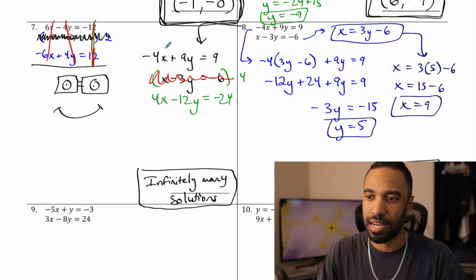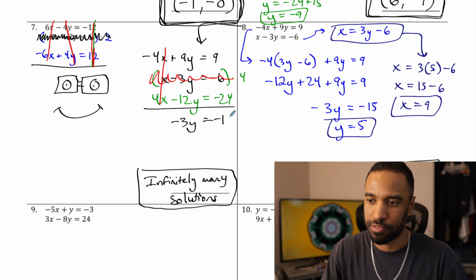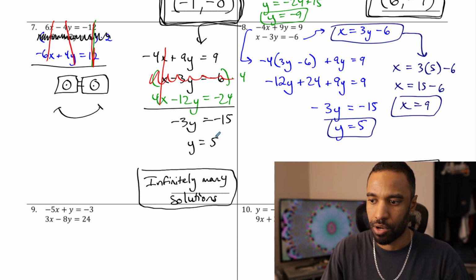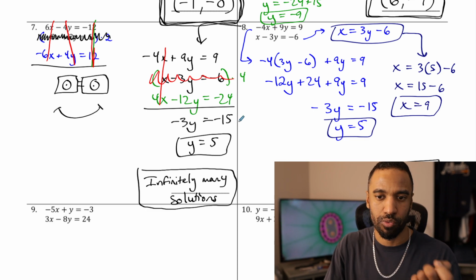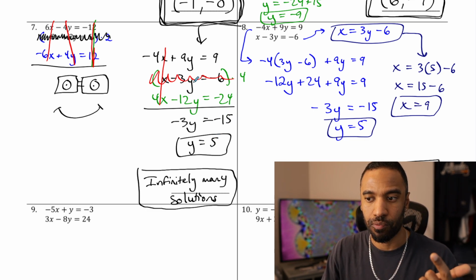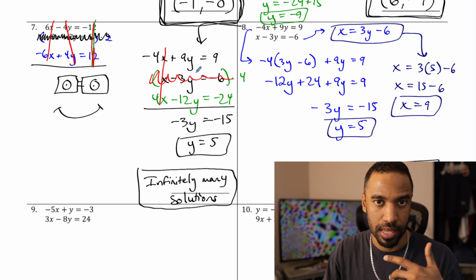And I can eliminate negative 4x with positive 4x. 9y minus 12y is negative 3y, and 9 minus 24 is negative 15. So I'm back where I was, where I'll get y equals 5. Okay, so I still trust my answer of y equals 5. Now, what you would normally do is take the 5 and substitute it in for one of the y's here to then solve for x.